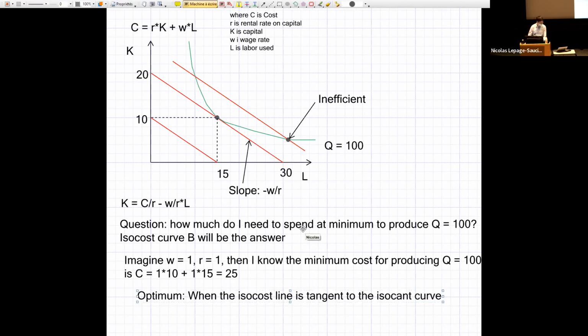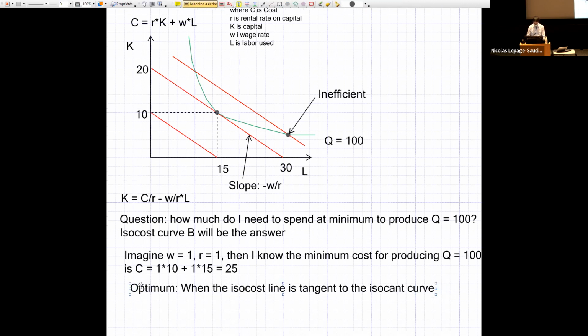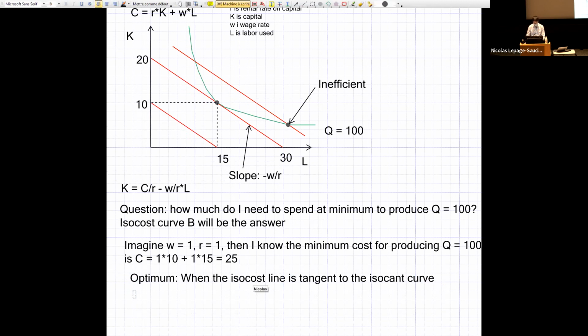And if you remember, the slope of the isoquant was, since they are tangent, then we know that the slope of the isocost must equal the slope of the isoquant. And very briefly, I'm going to show you again what the slope of the isoquant was: minus marginal productivity of labor divided by the marginal productivity of capital. So minus W over R has to be equal to minus marginal product of labor divided by the marginal product of capital.